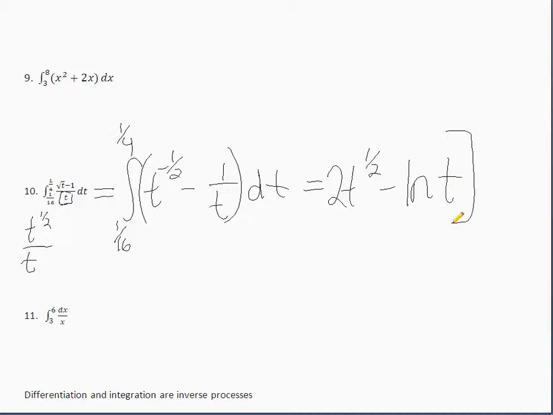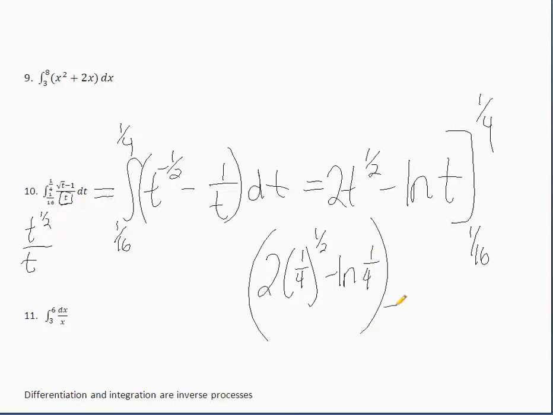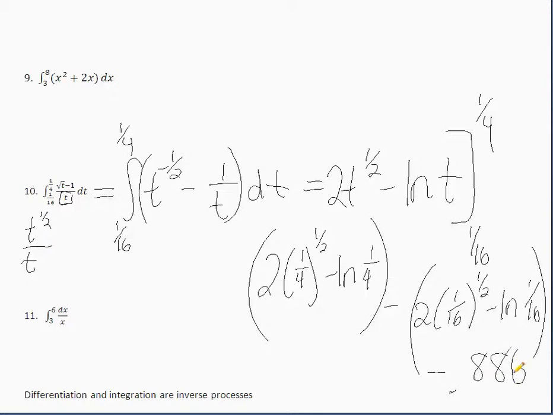And I'm going from what? 1/16 to 1/4. So I divide both terms by t, and then I find the antiderivative, and now I'm going to plug my values in. So this would be equal to 2 times 1/4 to the 1/2 minus natural log of 1/4. That's the first number, minus, plug 1/16 in. 2 times 1/16 to the 1/2 minus natural log of 1/16. Again, I'll give you the decimal. It's a negative 0.886. There it is.